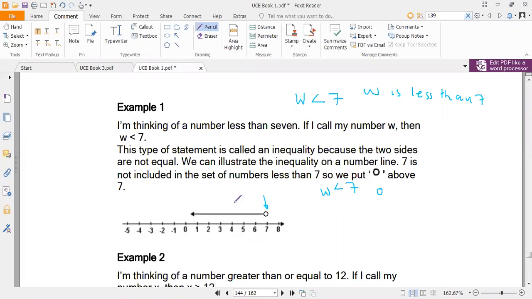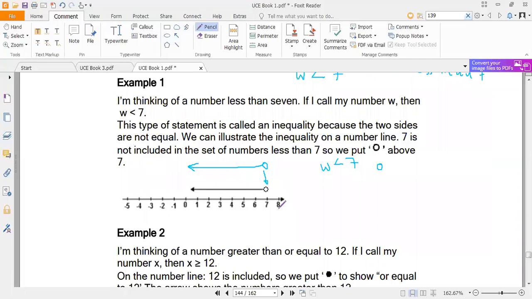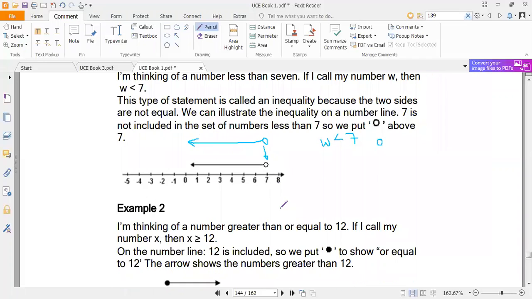Since the numbers which are less than 7 are on this other side, on 7 we put a small circle, and then we move the line this side with the arrow pointing to where there are numbers which are less than 7. So what do we do if it is less than or equal to, or greater than or equal to?